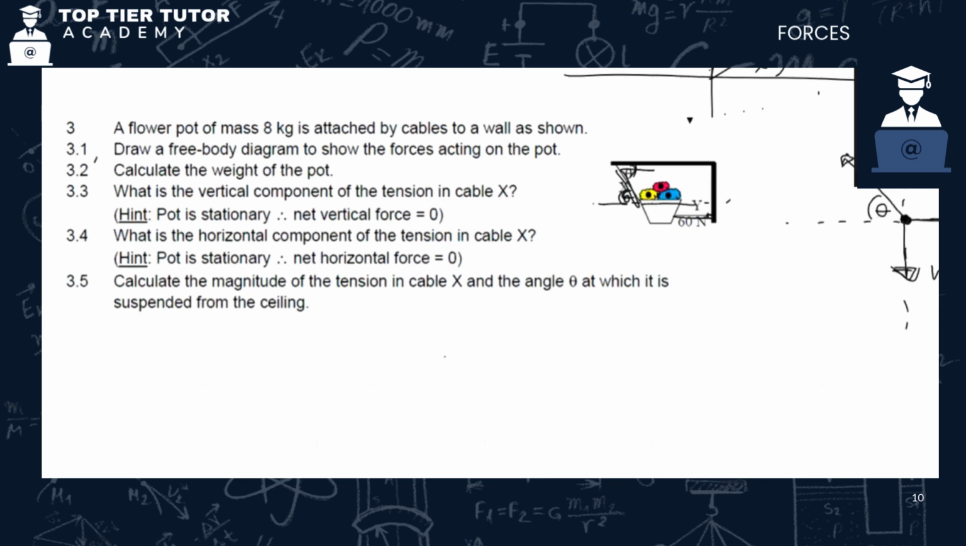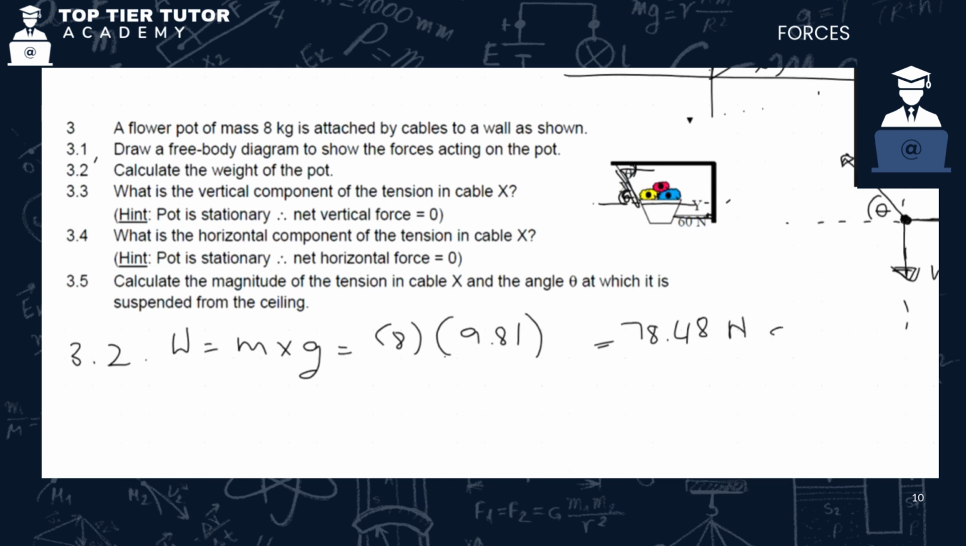Okay. So 3.2 says calculate the weight of the pot. The weight is given by the mass multiplied by the gravitational acceleration. Our mass is 8 kilograms and our gravitational acceleration is 9.81. Let's put that in our calculator. We get a weight of 78.48 newtons, and it is going down.